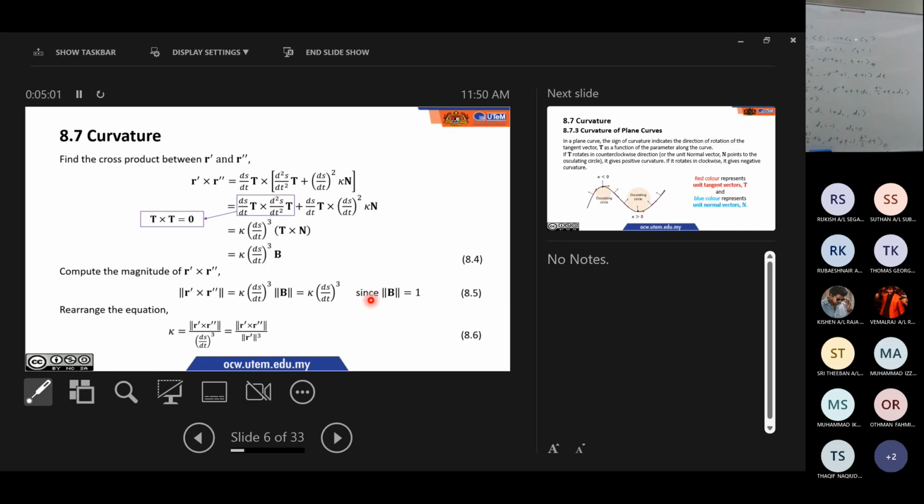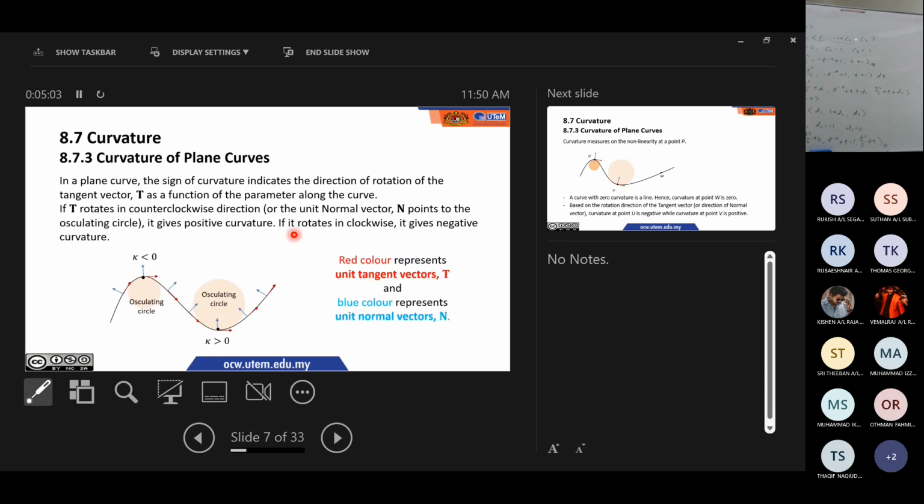Okay, I go straight to this one. What is meant by the curvature of plane curves and also in space. So we look at plane curves first. Plane curves means we have a plane and we have a curve on the plane. A curve lies on the plane. That is a plane curve. Look at this one. This is the plane, and this curve lies on the plane.